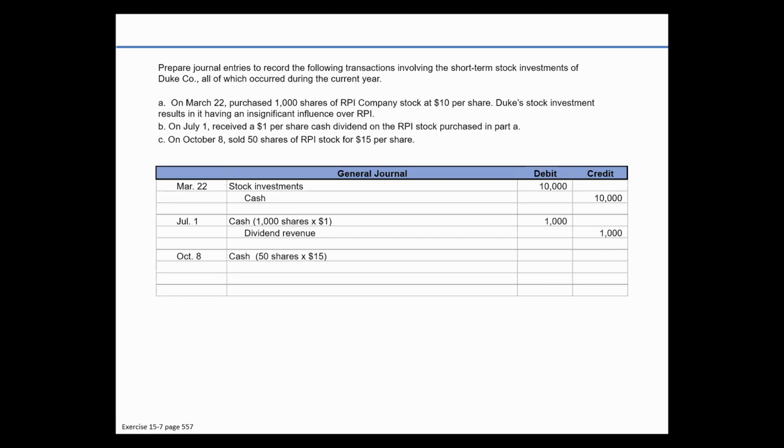Now on October the 8th, we sold 50 shares of RPI stock for $15 a share. So we have cash, the amount of $750. We figure that out by taking the number of shares that we sold, multiplying by the amount that we sold them for. So in this case, 50 shares multiplied by $15 a share comes out to $750. Then we would credit the stock investments. And again, this would be for the cost. So 50 shares at $10 a share cost is $500. Then we would credit the gain on sale of stock investments for $250, because that's the difference between $10 a share and the $15 a share that we actually sold them for.